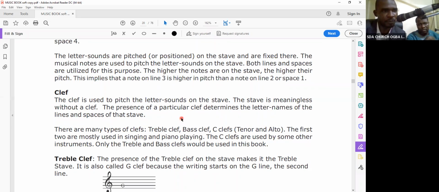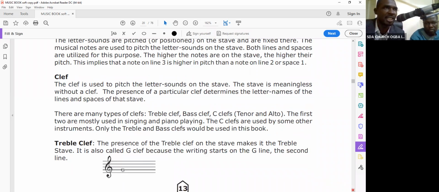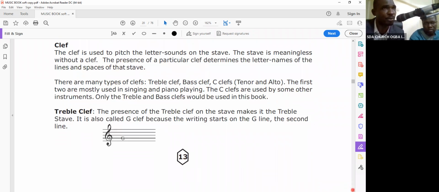We have 5 lines and 4 spaces. That stave will be meaningless. We cannot say that it is a treble stave or it is a bass stave. So the presence of a clef on a stave is what tells us the particular stave it is, whether it is a treble stave or bass stave, and that will help us to know where the lines and spaces, the letter names, are found, because the letter names of the treble stave are different from the letter names of the bass stave.